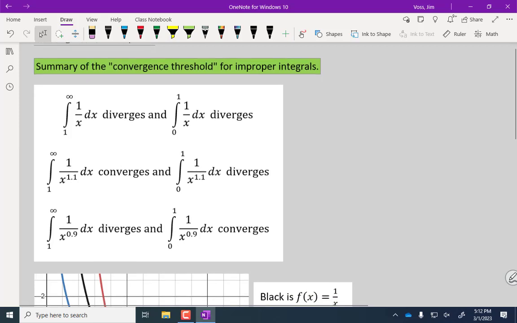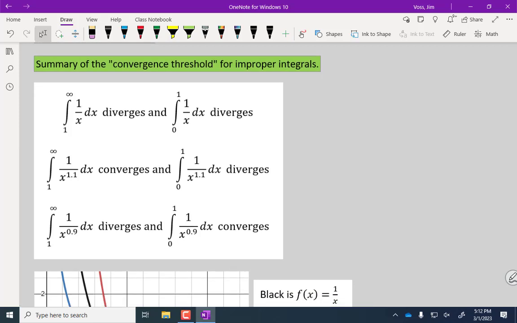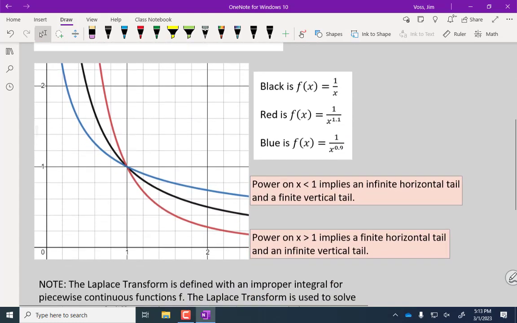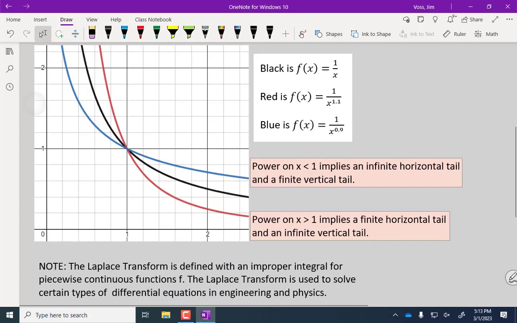All right, so let's take a look at this little summary here. Let's go down to the picture. You guys want pictures. So the black curve is 1 over x. The black curve, 1 over x, is going to have divergence in both the horizontal and vertical tails. 1 over x is bad on both sides.